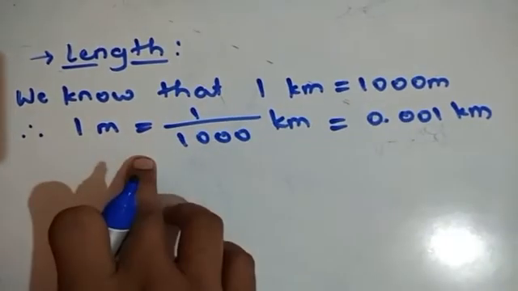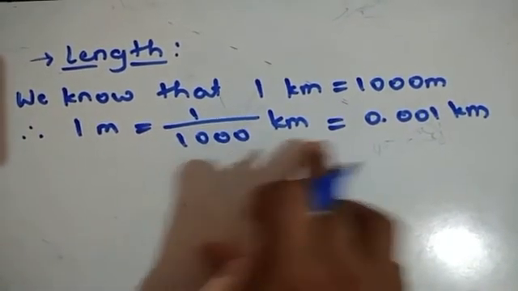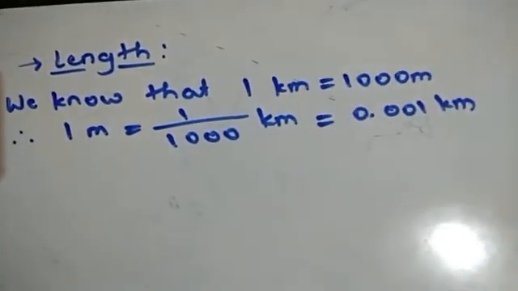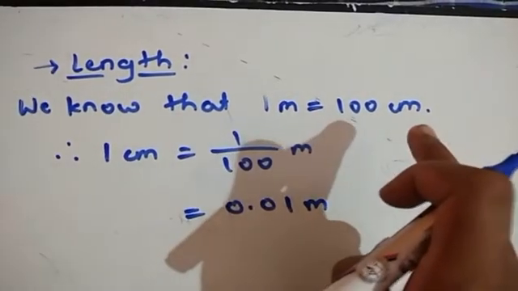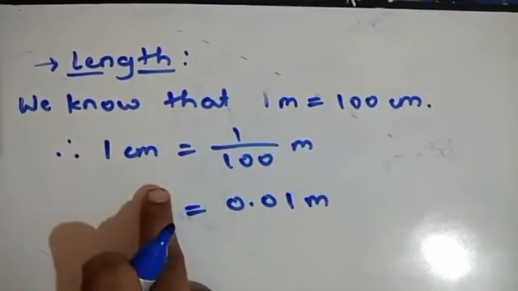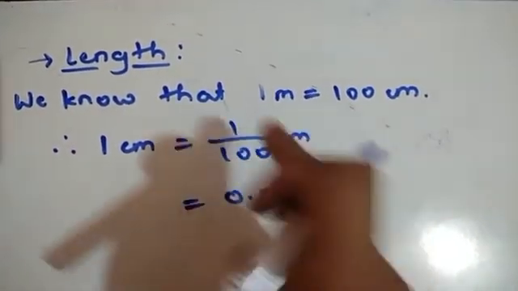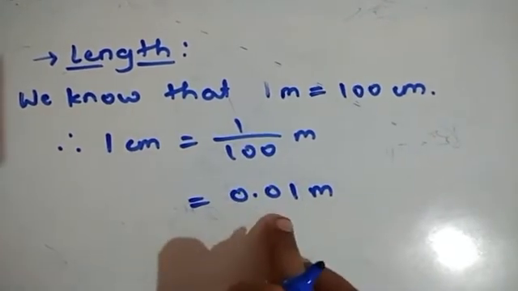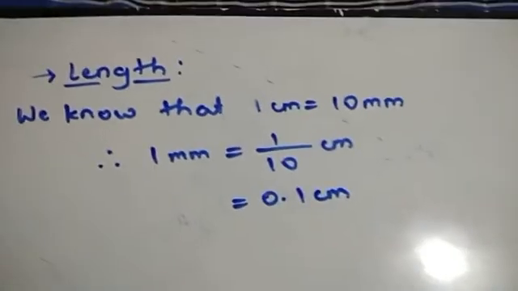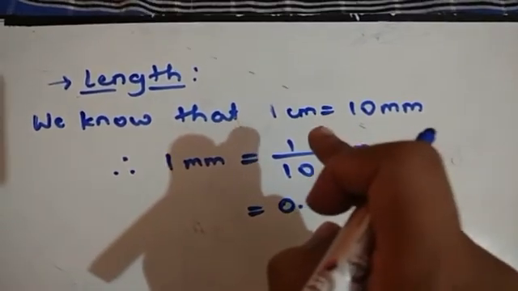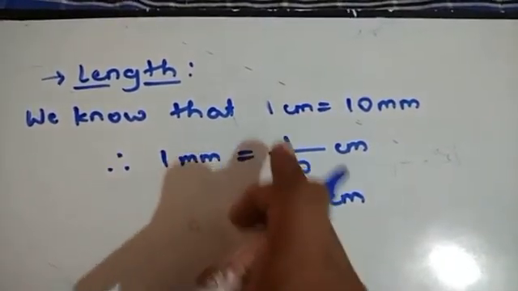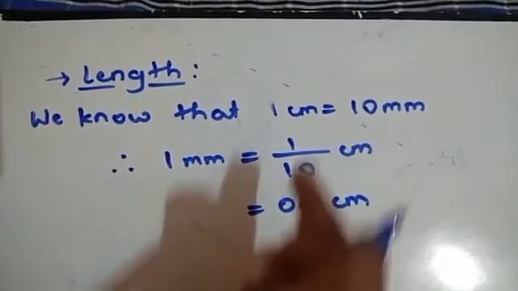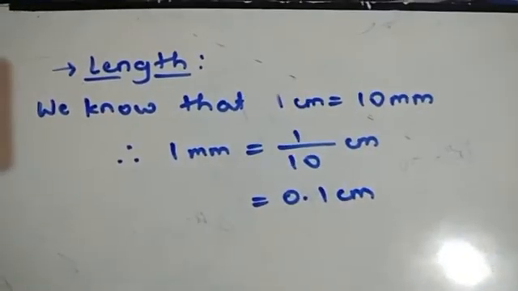Now 1 meter in kilometer, how is it written? 0.001 kilometer. We also know that 1 meter is equal to 100 centimeter. Yes or no? Therefore 1 centimeter is equal to 1 upon 100 meter, and 1 upon 100 can be written as 0.01 meter. As well, we know that 1 centimeter is equal to 10 millimeter. Therefore 1 millimeter is equal to 1 upon 10 centimeter, and that is 0.1 centimeter.